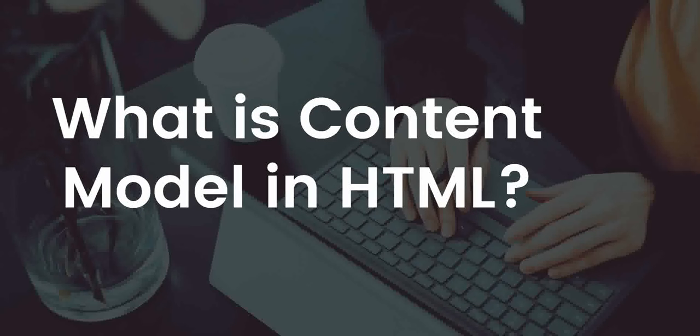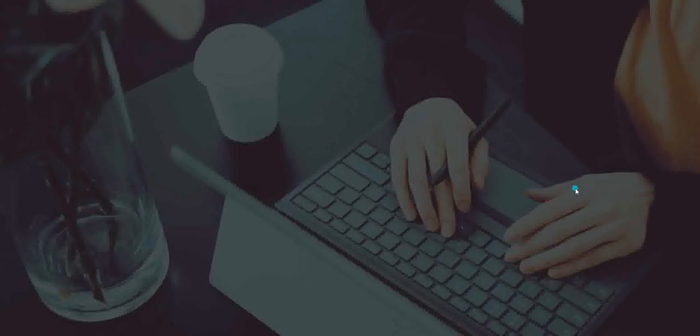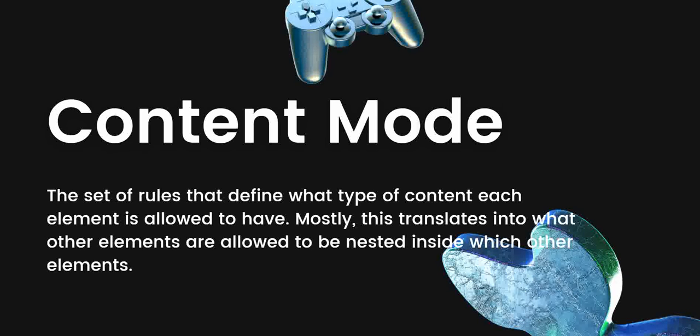Now, what is a content model in HTML? A content model is a set of rules that define what type of content each element is allowed to have. Mostly, this translates into which elements are allowed to be nested inside which other elements. For example, what elements can I put inside the div tag, and what elements are we not able to put inside the div tag? Shall we see that?